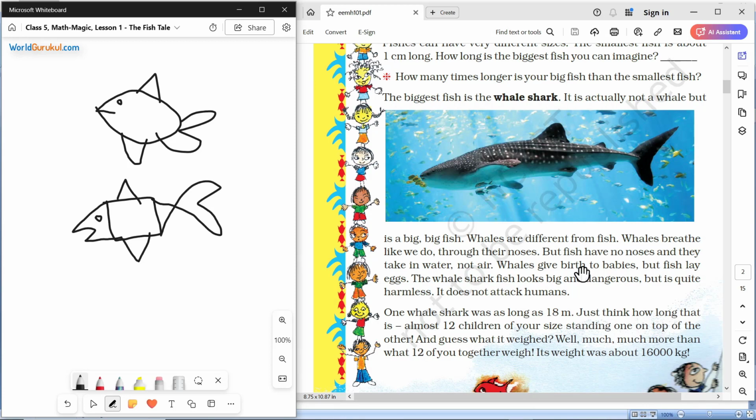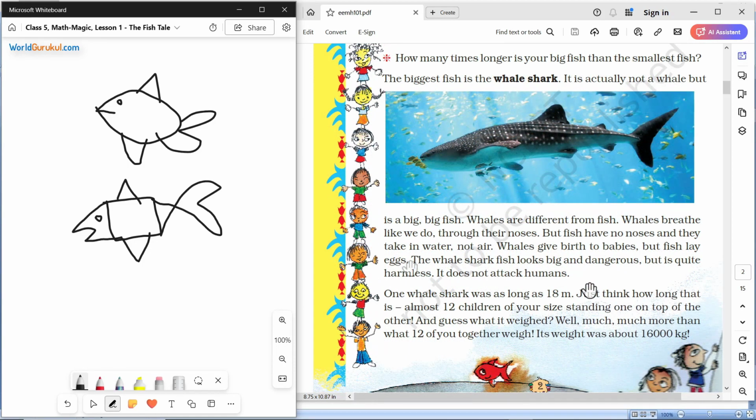Do you know whales and fish are different? Whales breathe like we do through their noses, but fish have no noses. They take in water, not air. That's why whales often come onto the water surface to breathe air. Whales are mammals. Mammals don't lay eggs. They give birth to babies, like humans and animals. Fish lay eggs and baby fish come out when the eggs are hatched.